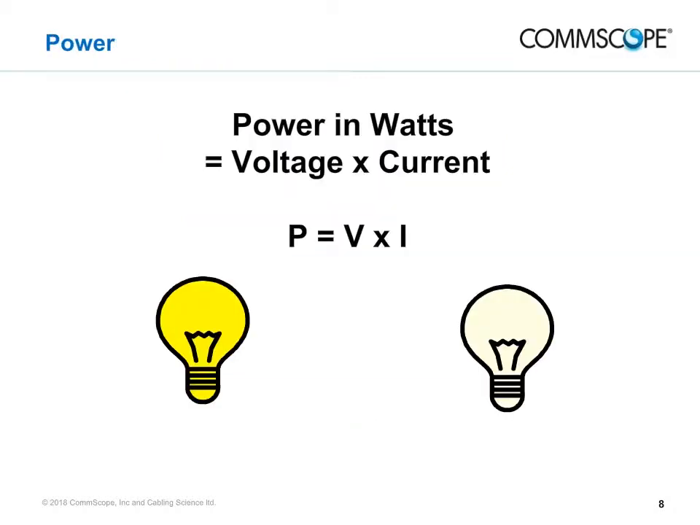Power is the rate of energy transfer from a source to a load. Electrical power is measured in watts and is calculated by multiplying voltage by current, that is, V times I. This formula makes sense when you think about the physical definitions of voltage, current, and power.